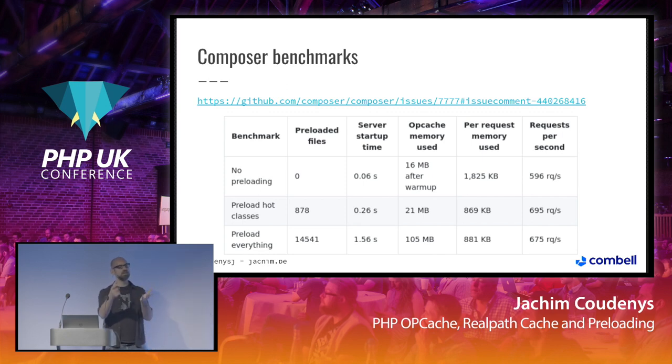Because the preloading.php happens before the server starts accepting requests, you see that the more files you put in there, the longer it takes for the server to actually boot. And if you do only the hot classes, the overhead isn't that much. The same for the memory. You see that we're almost using 105 megabytes of memory to load all the classes that we don't even use. And then if you have a look at the requests per second, you can see that the hot class preloading is the way to go.